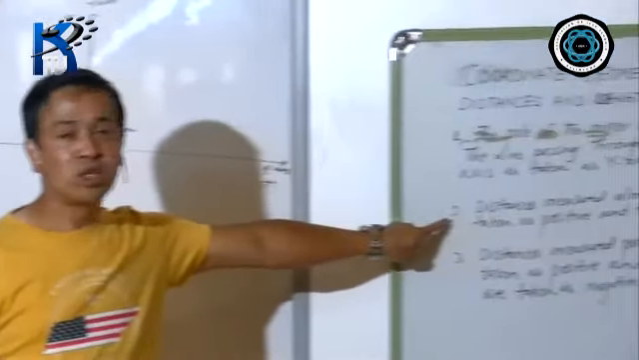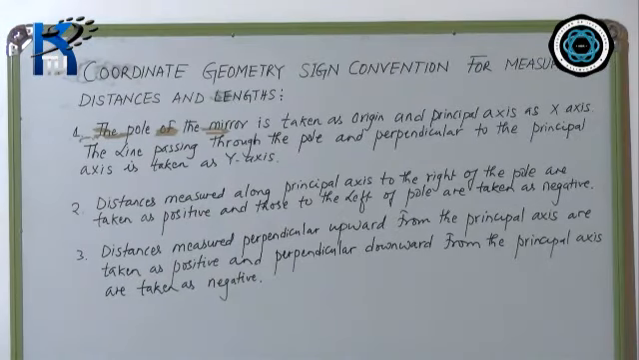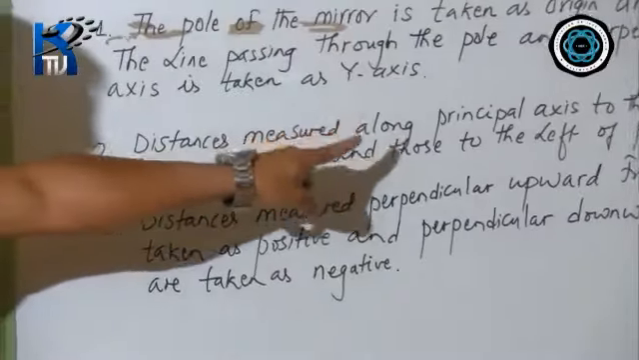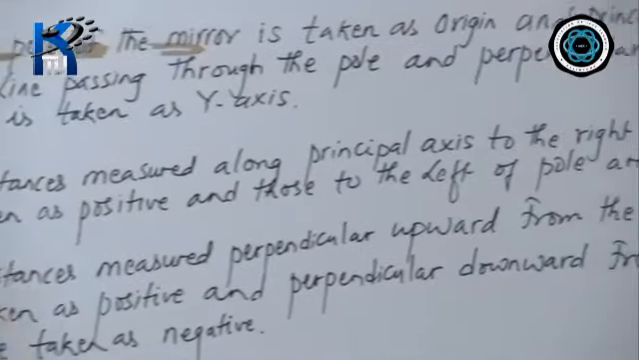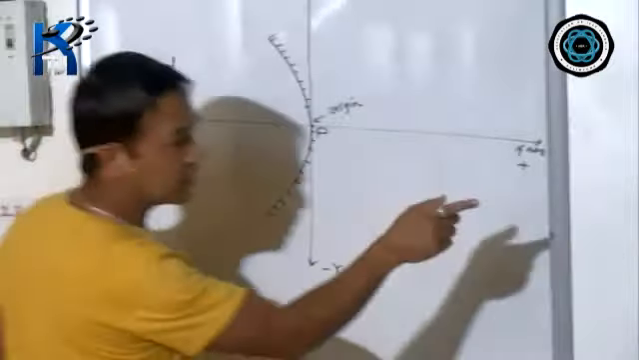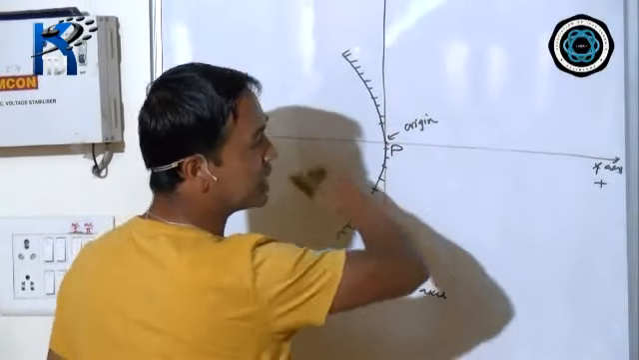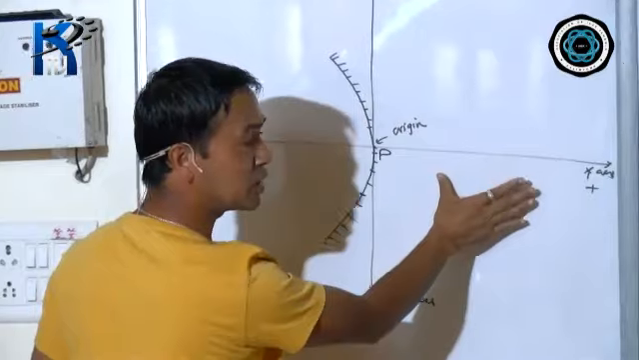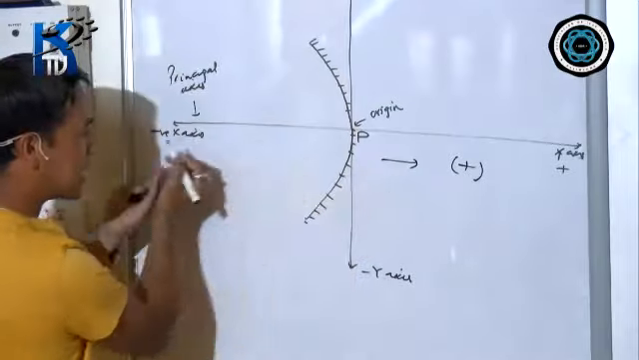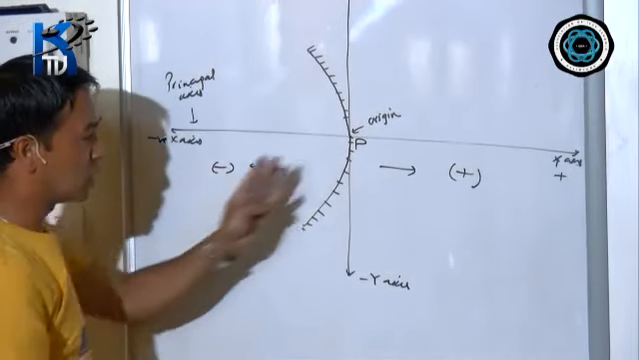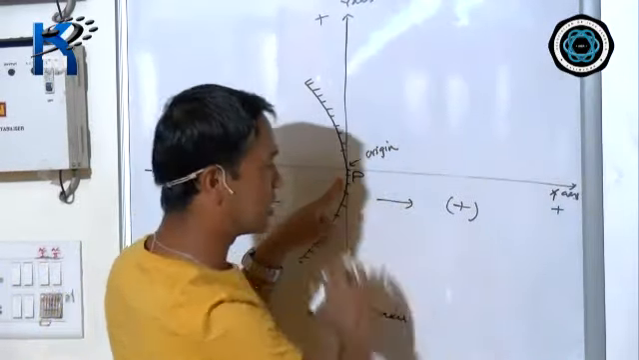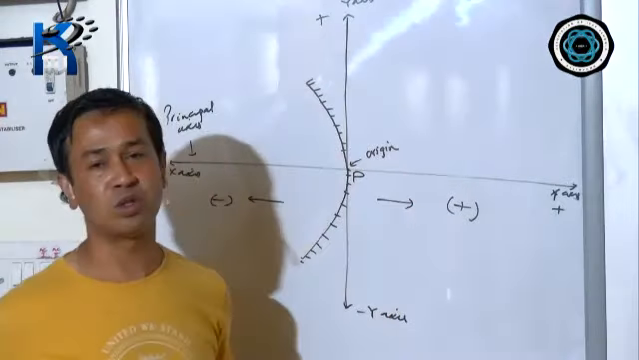The next sign convention, which is very important and which I can show with the diagram also, is number 2. Distances measured along the principal axis to the right of the pole are taken as positive. That means right of the pole, this side, is always taken as positive. So this side distance is taken as what? Positive. And this side distance is taken as what? Negative. So as per sign convention number 2, all distances that you measure from the pole to the right side along the principal axis are taken as positive.